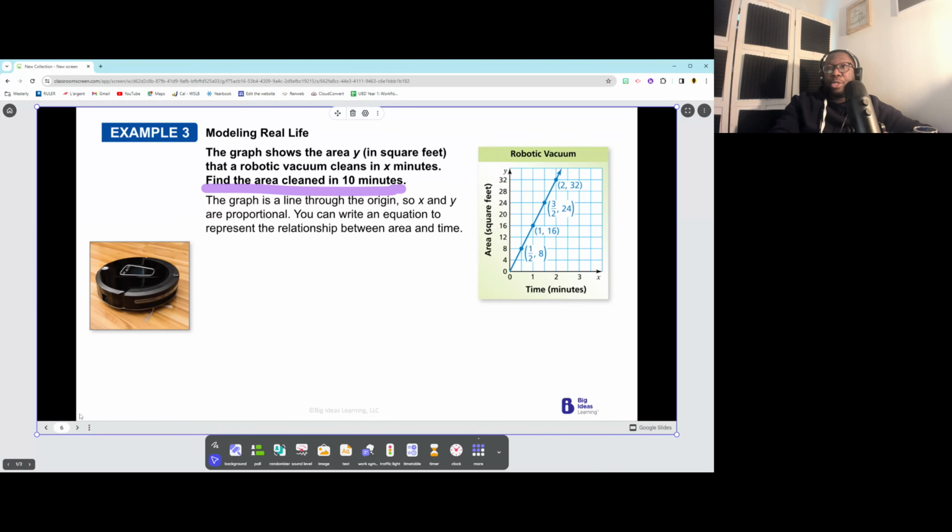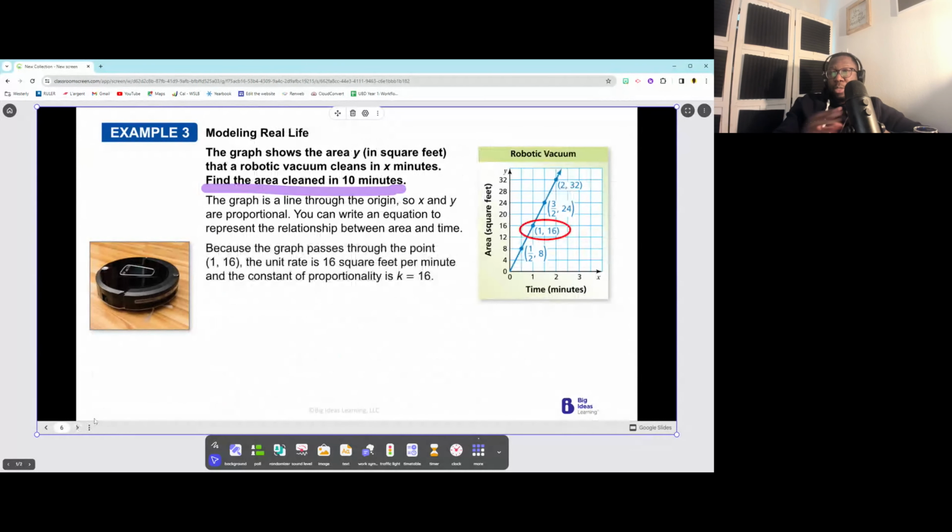We can also write an equation to represent the relationship between the area, being y, and the time, which is x. What is that equation going to look like? Well, like we just saw in the last question, where for every minute that passed, half a mile was traveled, we can do the same here, because for every minute that passes, we can see that 16 square feet are being covered.